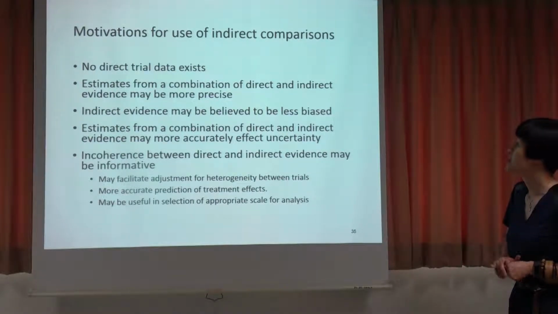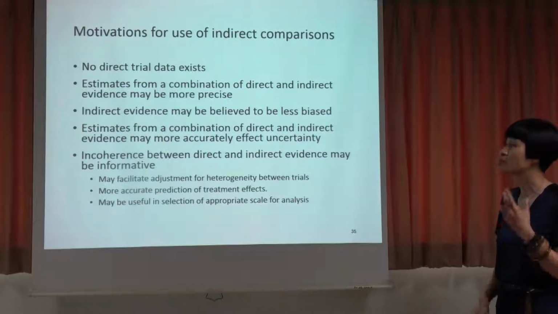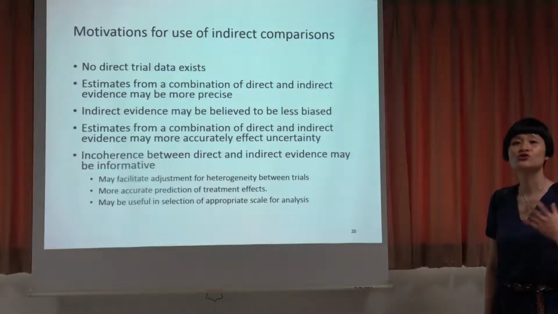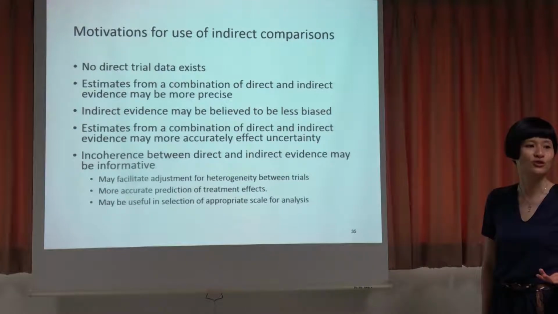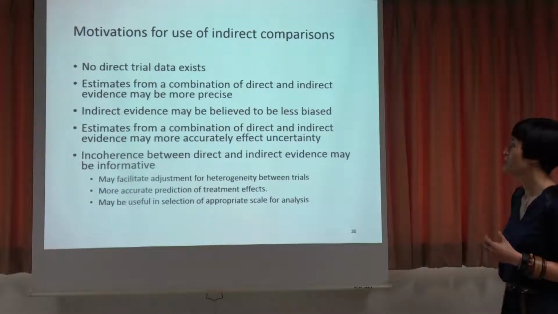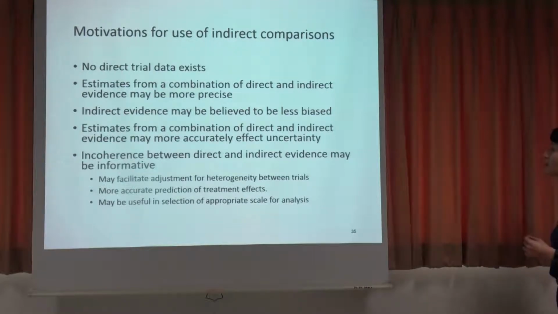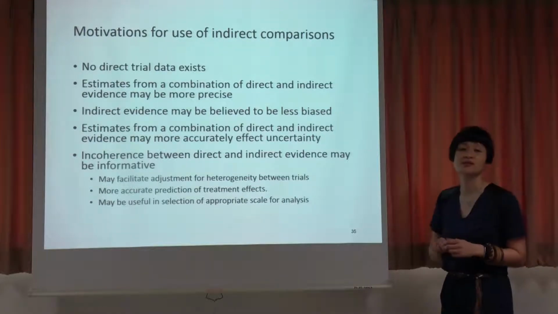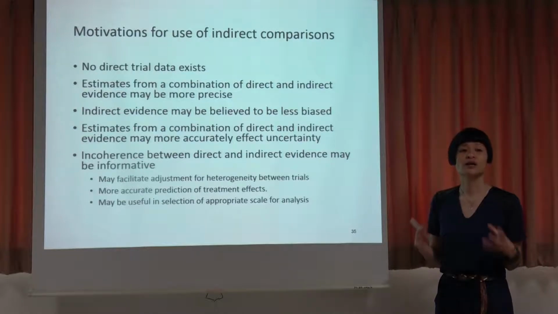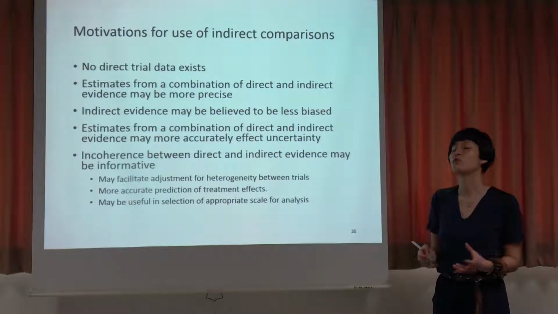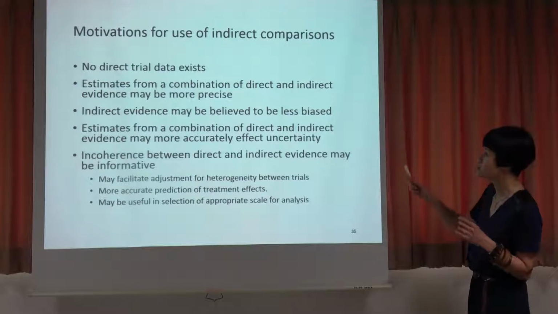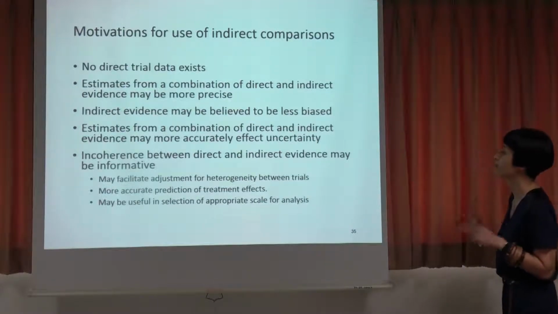Motivation for using indirect comparisons. When no trial data exist, do you just turn around and say, we cannot make any comparisons, so we won't make a decision? Or do you try and use indirect comparisons? Estimates from a combination of direct and indirect evidence may be more precise, because you're drawing strength from other studies, and so it's more informative.